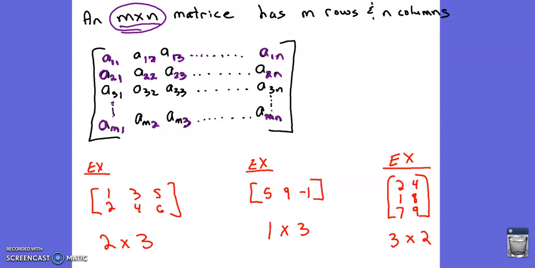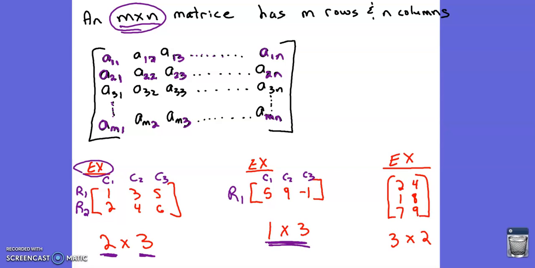Now, here are some examples of smaller matrices. So notice in this first example I have row 1, and then here I have row 2. So this is a 2 by 3, because this is column 1, column 2, column 3. So this is a 2 by 3 matrix. And so let's look at this one. This is row 1. It only has one row, but it has column 1, column 2, column 3. So this is a 1 by 3 matrix.